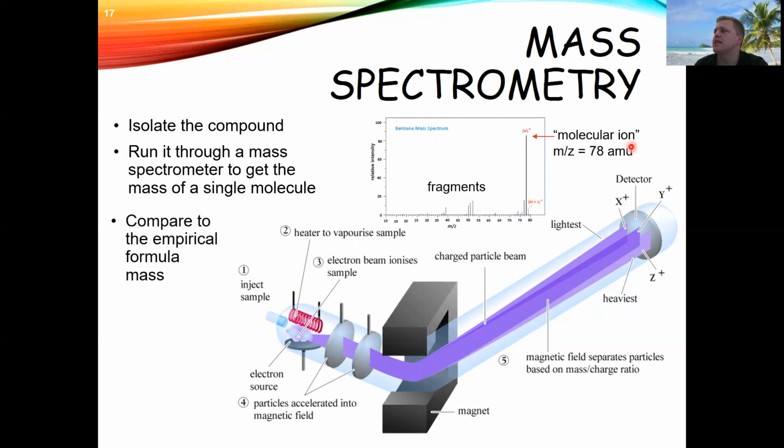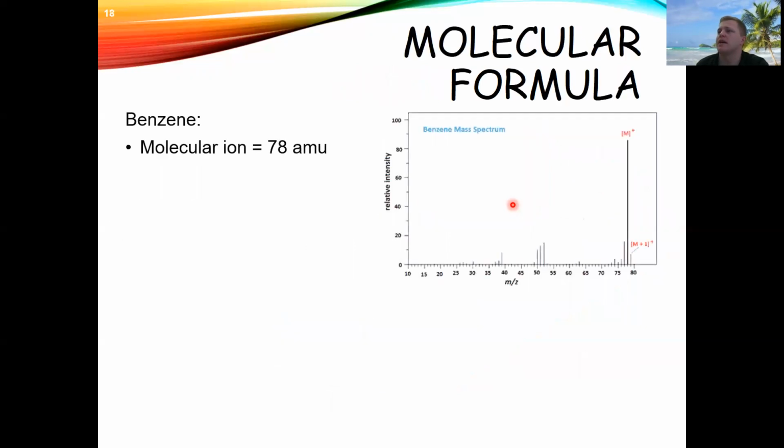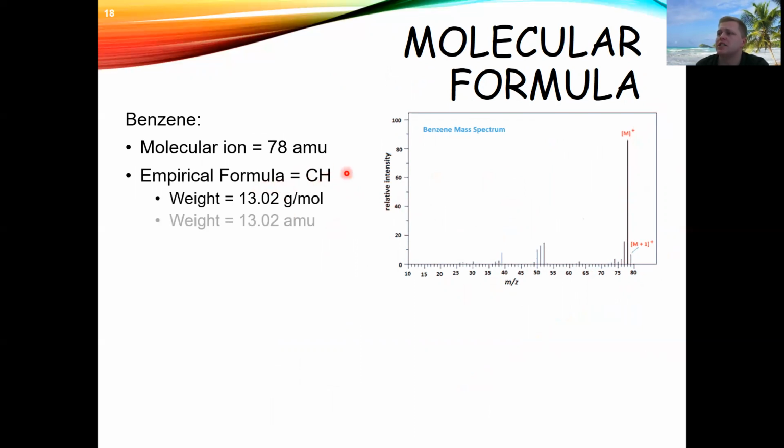What we're going to do is take this molecular ion mass, 78 atomic mass units, and compare that to our empirical formula mass. So to give you an example of how that works, again, here is the mass spectrum of benzene. If you'll notice on the x-axis, we have this big peak showing up at 78 AMU. Our empirical formula was just CH. We're going to calculate the weight of our empirical formula, and that would just be 1 carbon plus 1 hydrogen. So we would get a weight of 13.02 grams per mole, or in other words, 13.02 AMU.